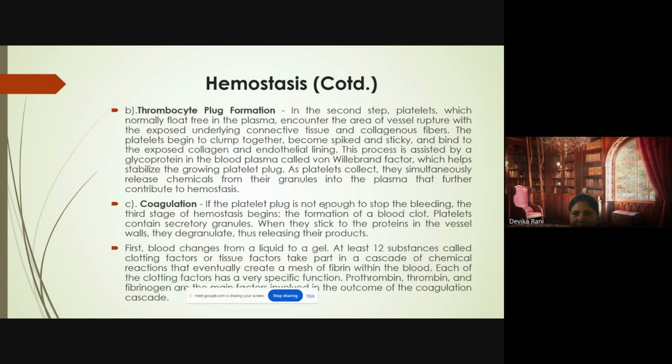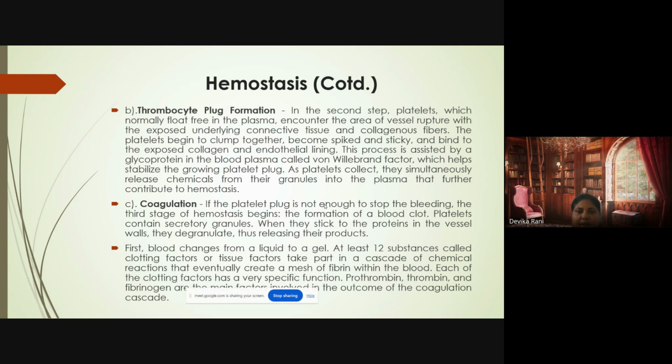If this platelet plug is not enough to stop the bleeding, the third stage of hemostasis begins, the formation of a blood clot. Platelets contain secretory granules. When they stick to the proteins in the vessel walls, they degranulate. They release the granules, thus releasing their products. First, the blood changes from a liquid to a gel once they release these products. Then, at least 12 substances called clotting factors or tissue factors take part in a whole cascade of chemical reactions that eventually create a mesh of fibrin within the blood, a mesh to stop the bleeding and to close the site.